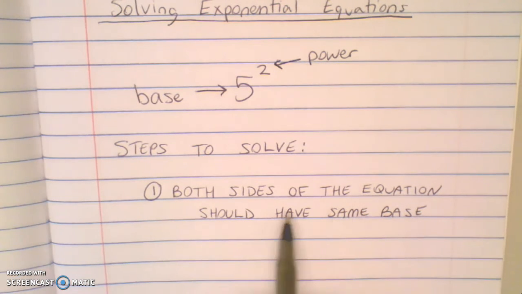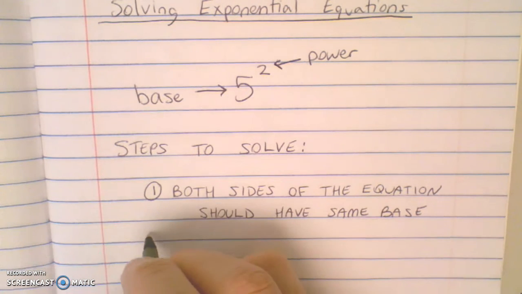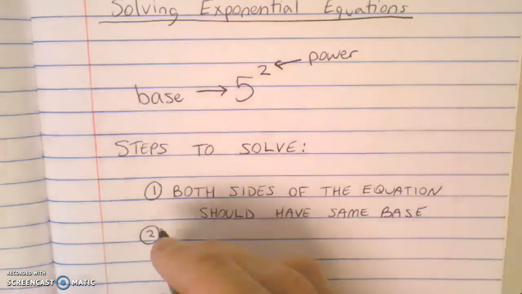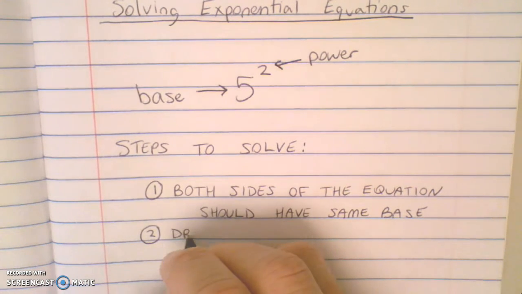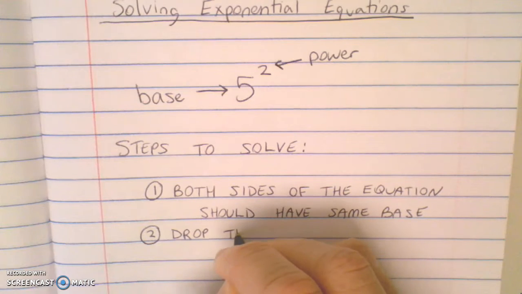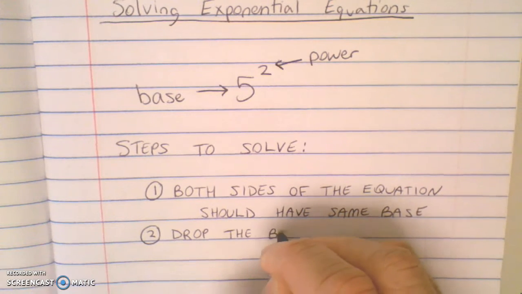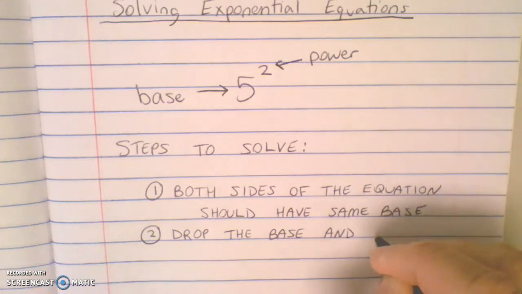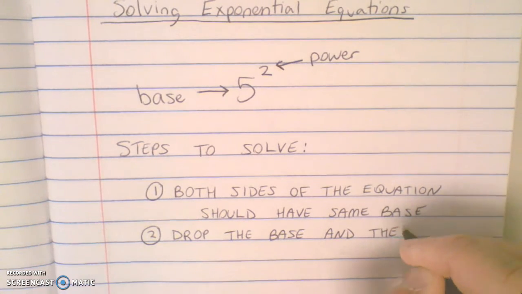If both sides of the equation have the same base, then your next step is going to be drop the bases and set the exponents equal to each other.